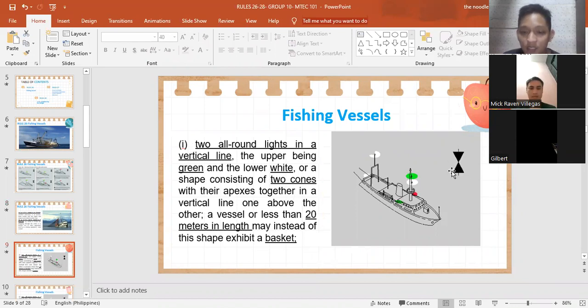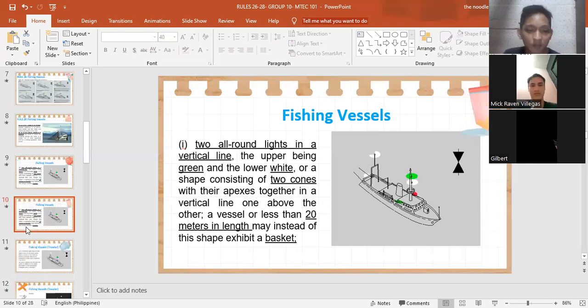This is the shape of our lights with the apexes together when it is daylight. It is in a vertical line because it is connected to our foremast, one above the other. A vessel of less than 20 meters in length may instead exhibit the shape of a basket. If the vessel is less than 20 meters in length, we could exhibit the shape of a basket, not two cones.